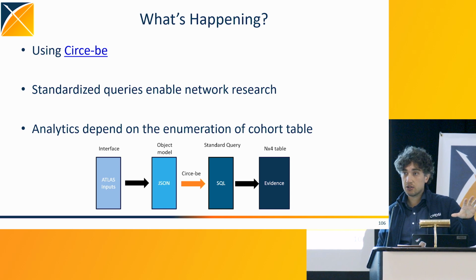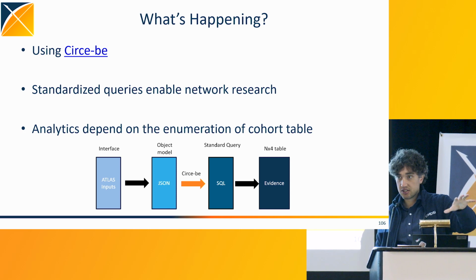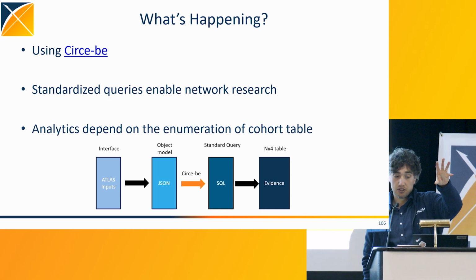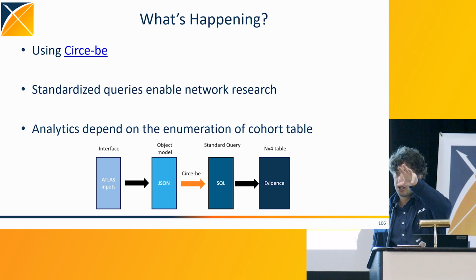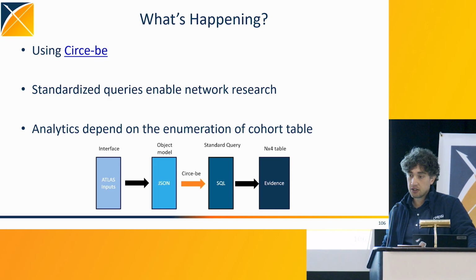And that standardized SQL is what we can pass across our network and enumerate this population consistently at each data node. The mechanism that's taking place there is through this Circe engine. So we have the Atlas inputs, they fit into an object model that's JSON, then that gets serialized into standard SQL, and then we generate and enumerate an n by 4 table. That table is what we target for all of our analytics.